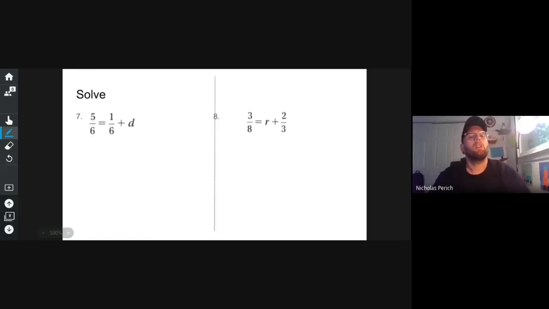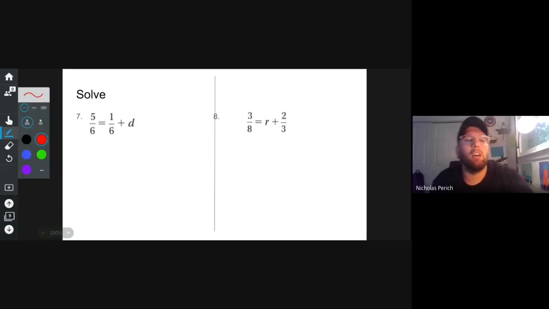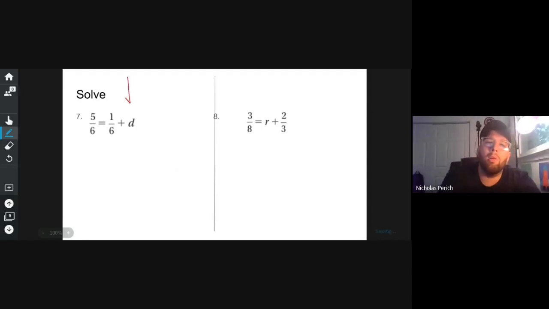People don't like fractions, but I'm here to tell you that these problems are exactly like the ones we have been doing. So let me word it differently. Is D all by itself over here on the right side? No. What's in the way? 1/6. How is 1/6 in the way? It's being added to D. What is the opposite of something that's being added to your variable? Subtract. So I'm going to minus 1/6 from both sides, and that crosses out.